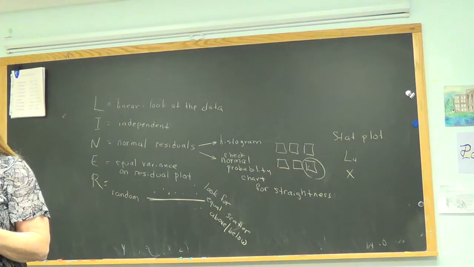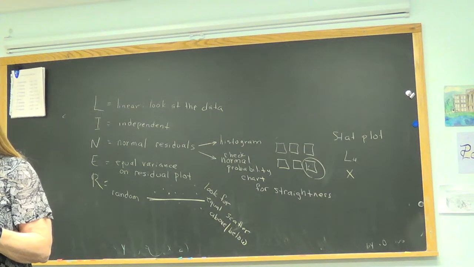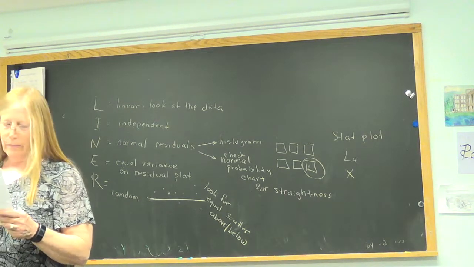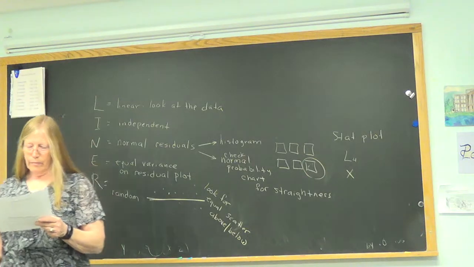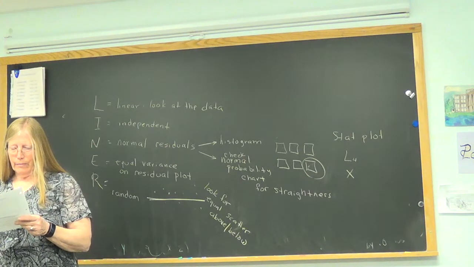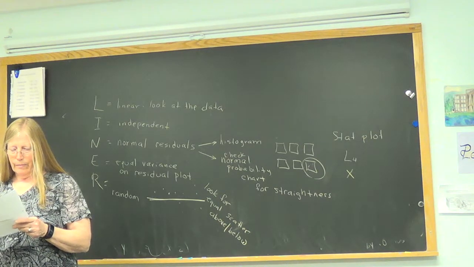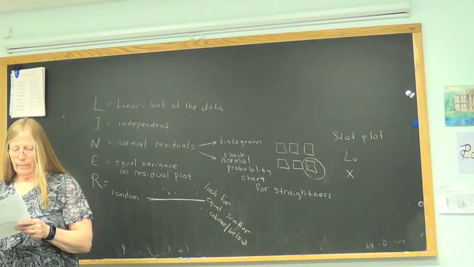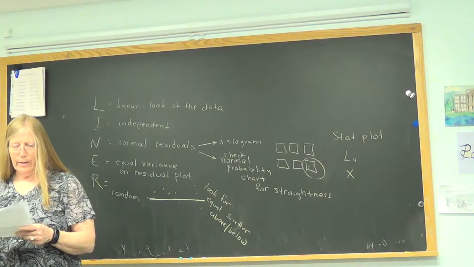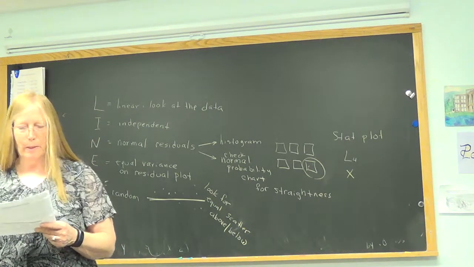All right, Andrew, read independent. Individual observations are independent of each other. And Andrew, also read how you do that at the bottom. Okay. Look at how the data were produced. Random sampling and random assignment help ensure the independence of individual observations. If sampling is done without replacement, remember to check that the population is at least 10 times as large as the sample.